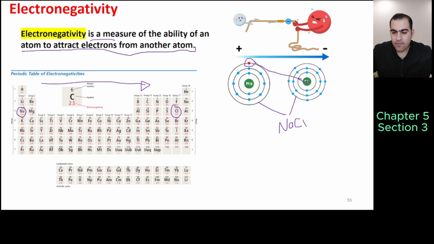But sodium does not have that attraction like chlorine, because across the period chlorine has more protons compared to sodium. So it has high attraction, and high attraction means high ability to attract electrons from another atom. That is why chlorine gains electrons from sodium, because it has high electronegativity. It has high ability to attract electrons because its nucleus has high attraction.